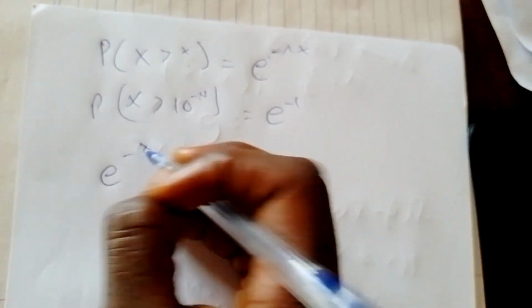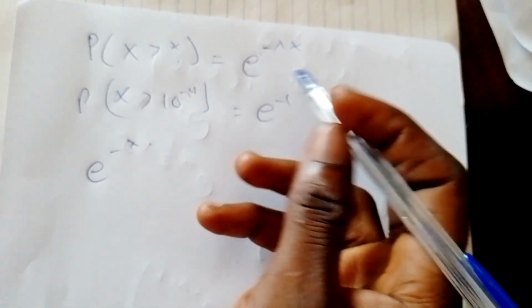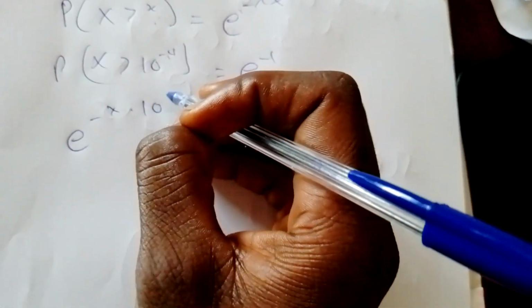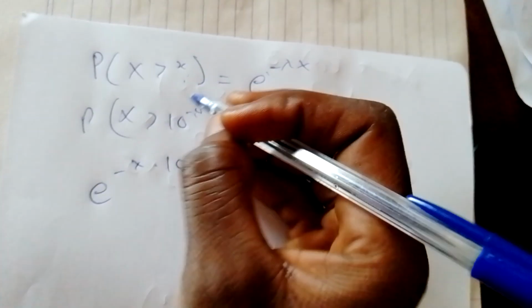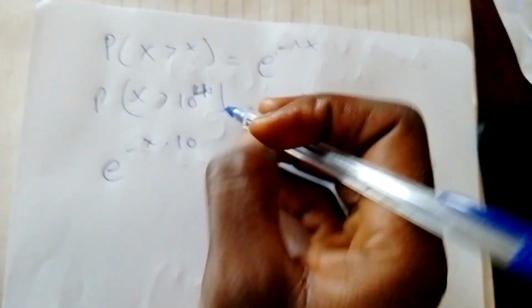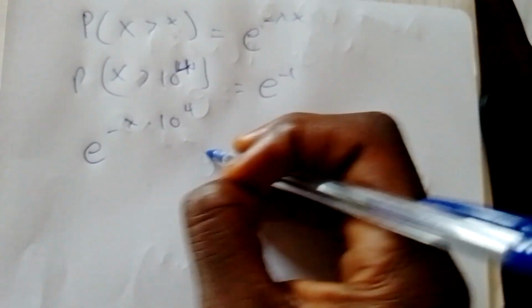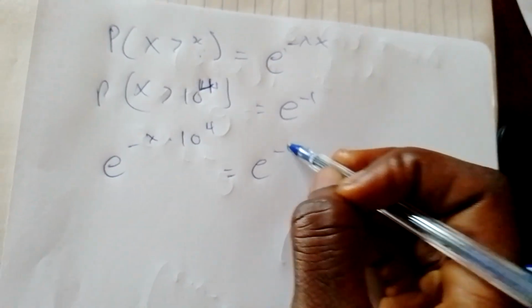Then you can just do this. So that means your e power negative lambda times 10 power 4. Is it 10 power 4 or 10 power minus 4? It's 10 power 4, sorry. Check the question. It's 10 power 4. So this would be equal to e power minus 1.